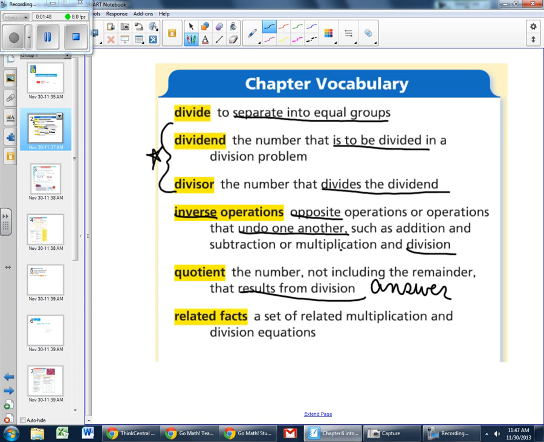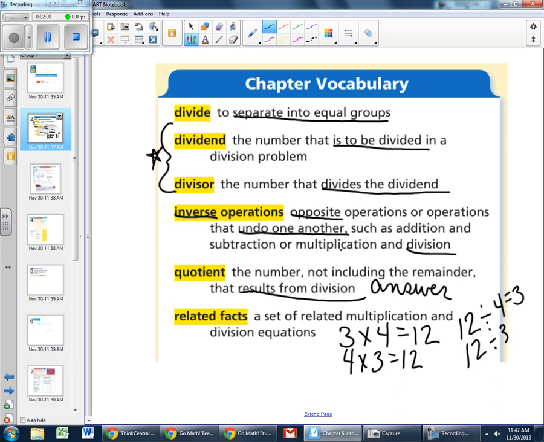Related facts is a set of related multiplication and division facts. We used to call these fact families. So if you do 3 times 4 equals 12, you have 4 times 3 equals 12. Those are related facts. And then you can go further with 12 divided by 4 equals 3, and 12 divided by 3 equals 4. So just like we did in our addition and subtraction fact families, we have related facts of multiplication and division also because they are inverse operations.